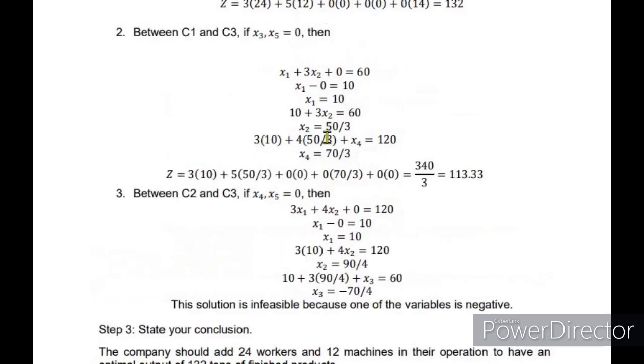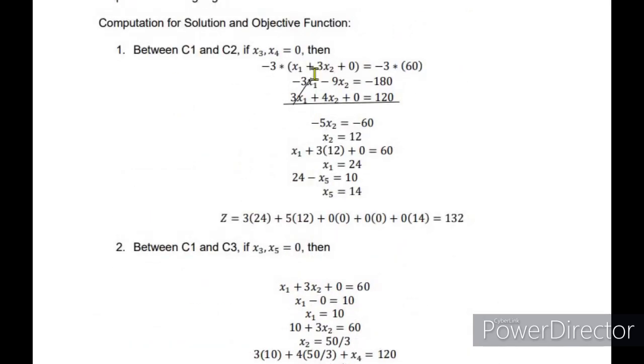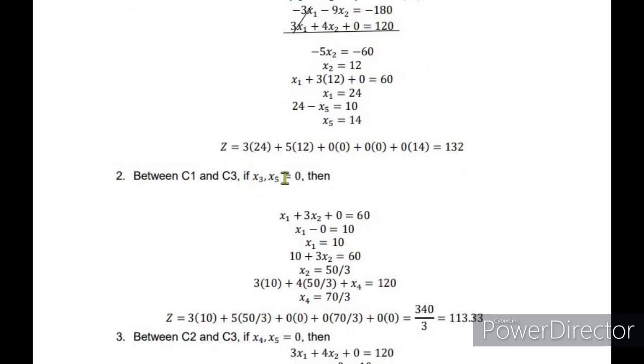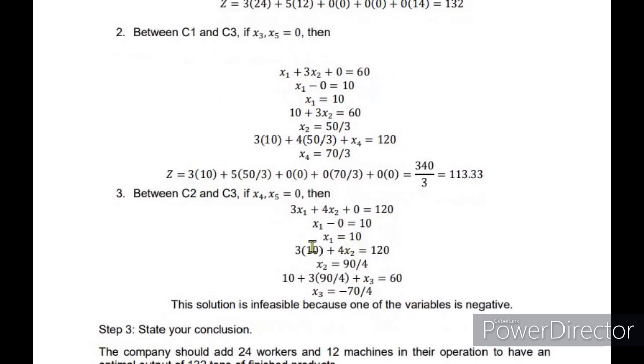And you notice that we let the slack variables to 0. First, in the first computation, we let x sub 3 and x sub 4 equal to 0. Second, x sub 3 and x sub 5 equal to 0. Then in the third, x sub 4 and x sub 5. So these last variables, you will just let them to 0. Then this is the second constraint. This is 0 because x sub 4 is 0. Now this is the third constraint. So this is 0 because x sub 5 is 0.